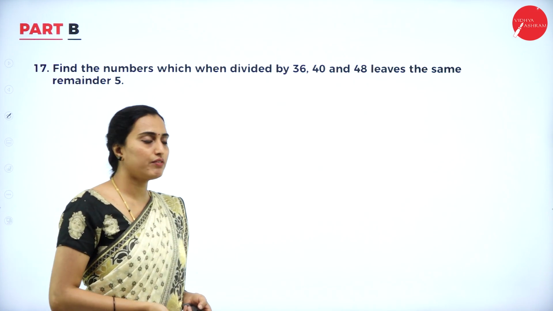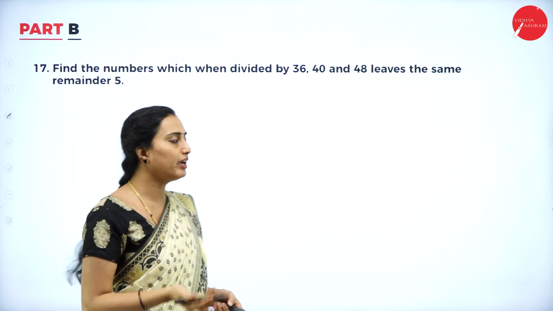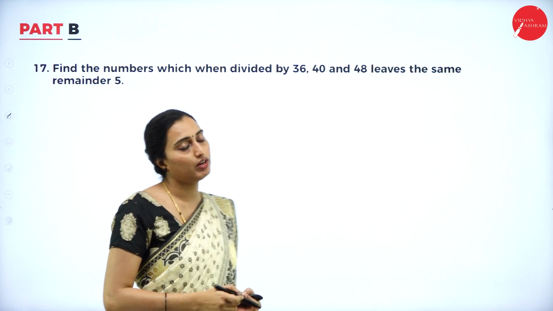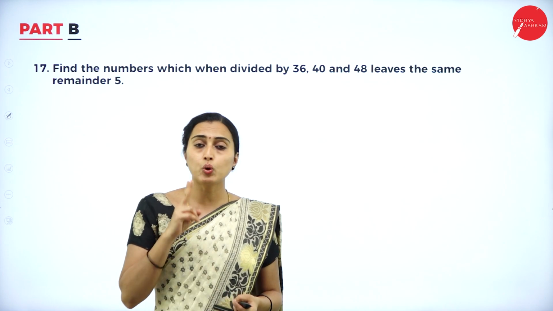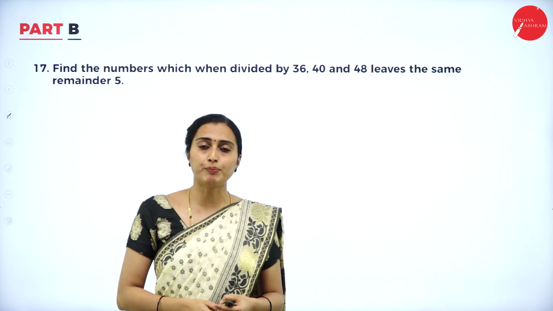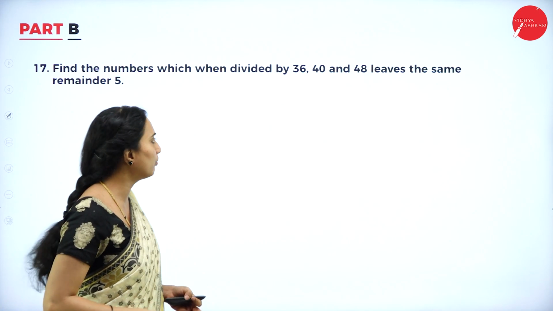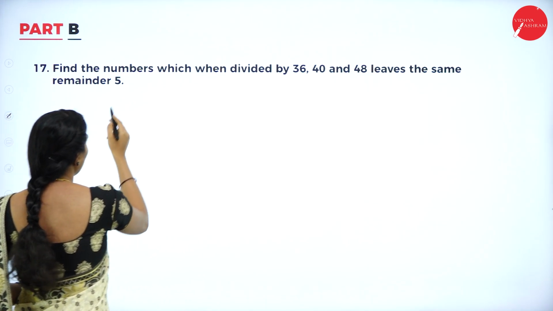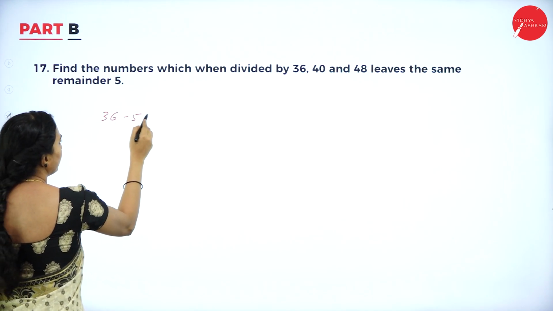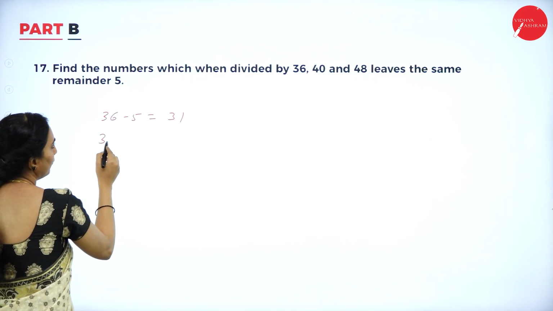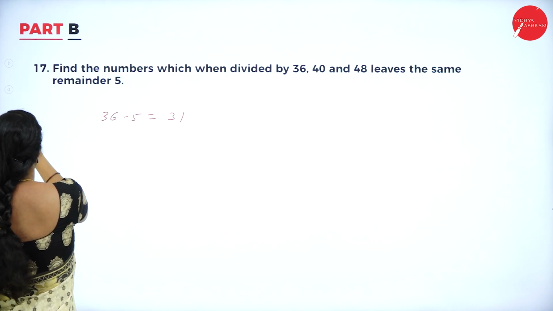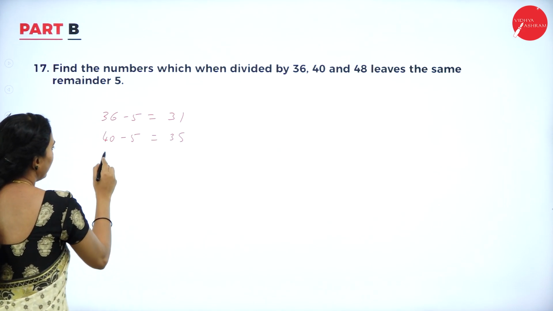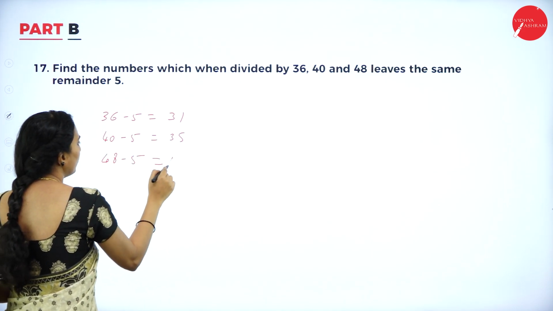What they've asked, question number 17: find the numbers which when divided by 36, 40 and 48 leave the same remainder 5. Now here, second question also, 2 questions will be asked for a 2 marker from the chapter number theory. So you have to leave the same remainder 5. So 36 minus 5 gives you 31, and 40 minus 5 gives you 35, and then 48 minus 5 gives you 43.